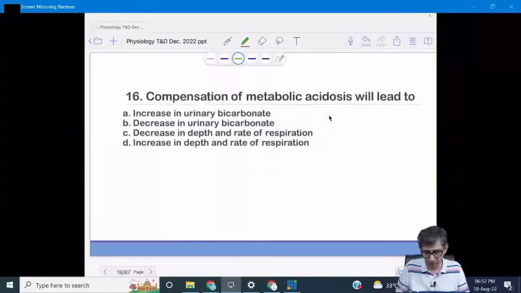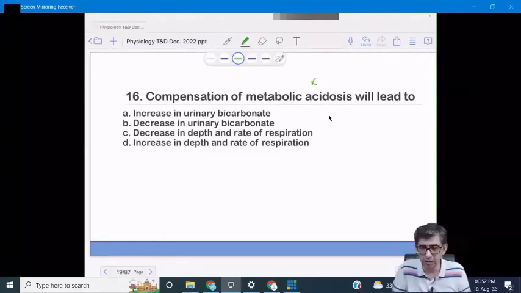Okay, coming to question number 16. Compensation of metabolic acidosis will result in which of the following? So the best example of metabolic acidosis is diabetic ketoacidosis.